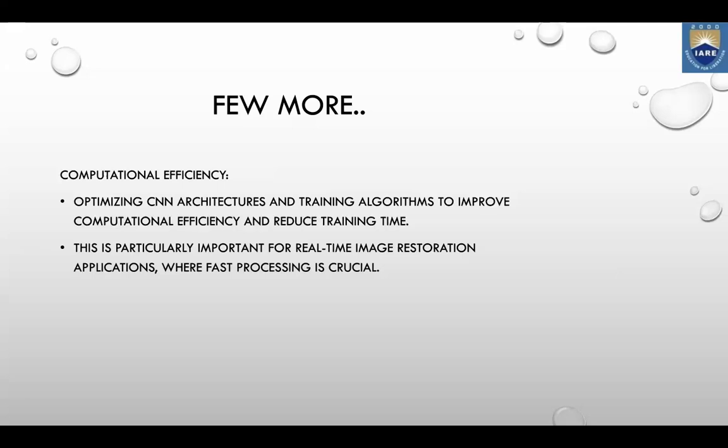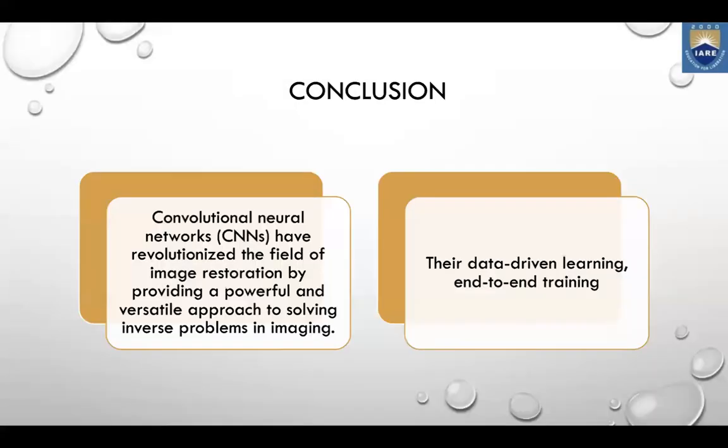So this was all about CNN. Convolutional neural networks have revolutionized the field of image restoration by providing a powerful and versatile approach to solving inverse problems in imaging, and now they are data driven.